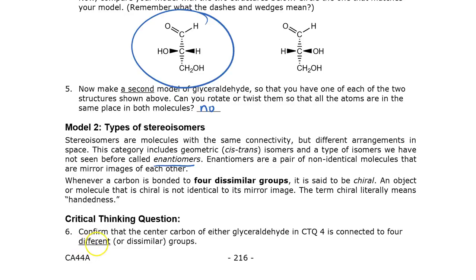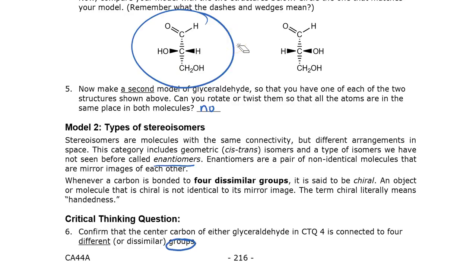So number 6 says, just confirm that the center carbon of either glyceraldehyde in question 4, which are these, is connected to 4 different groups. The key thing here is groups. It doesn't mean 4 different atoms. So this carbon in the center is connected to an H on the right, an O on the left, a carbon on the top, and a carbon on the bottom. If you were just saying atoms, you'd say, oh, well, carbon on the top and carbon on the bottom is the same.